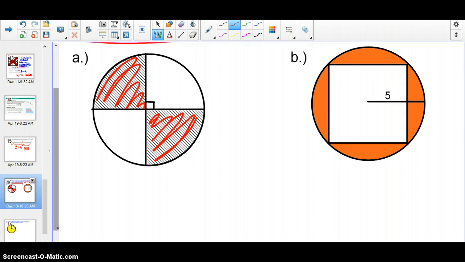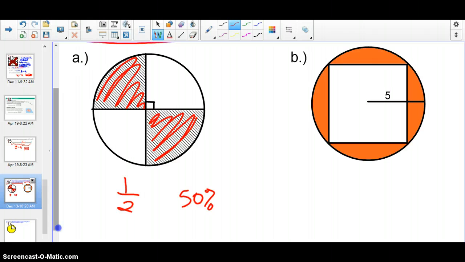Okay, so this first one, part A, just kind of think about this one. You don't have to do a lot of math. How much of the circle is shaded? You can see that 1/2 of the circle is shaded. So there is a 50% chance of your object, which is going to randomly fall in the circle, is going to land in the shaded region.